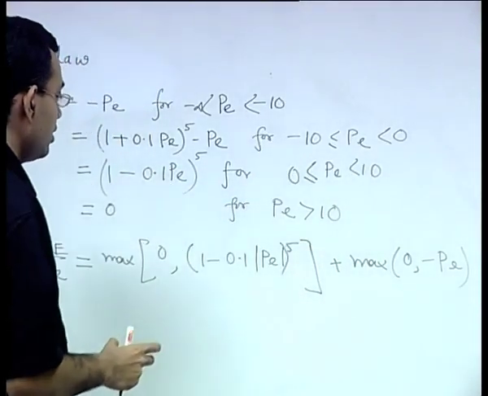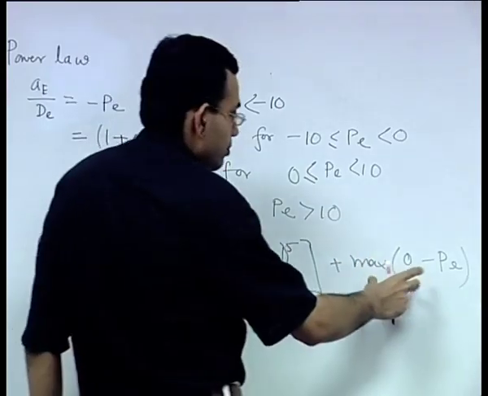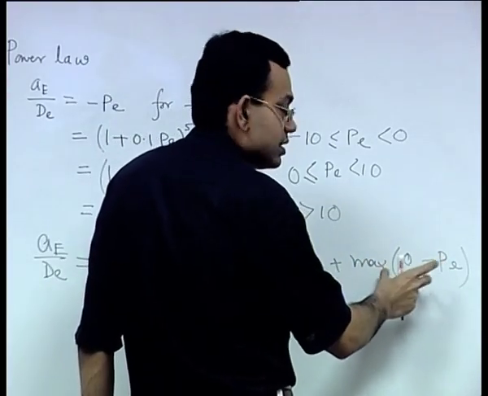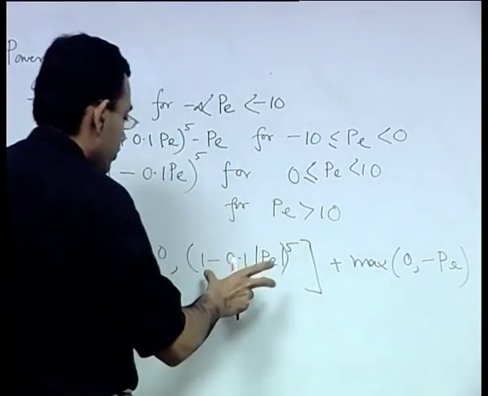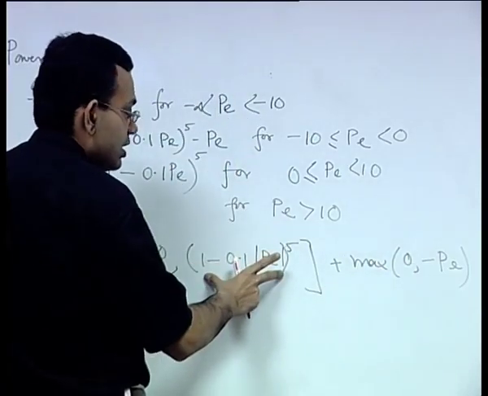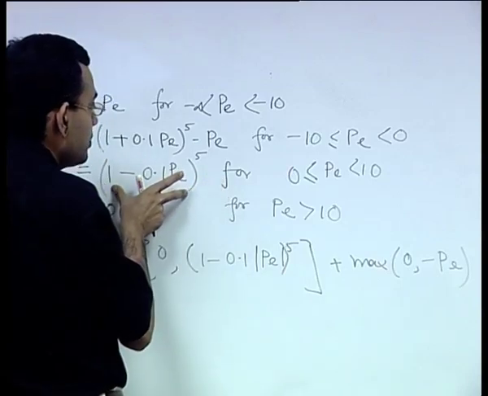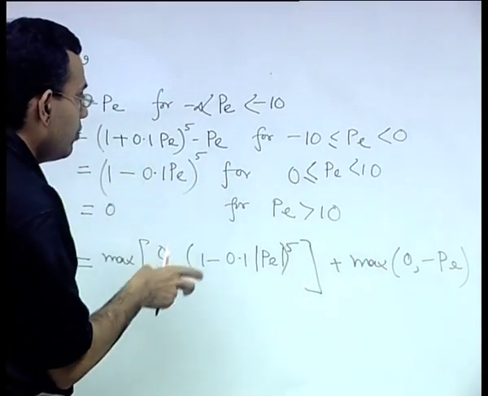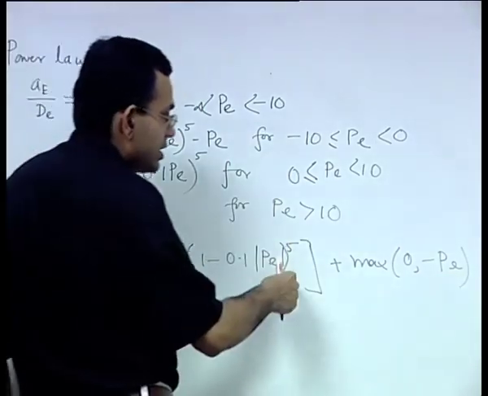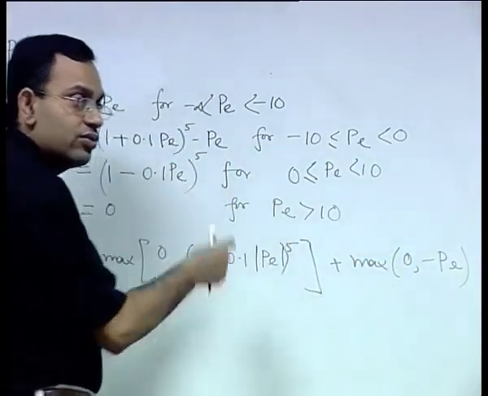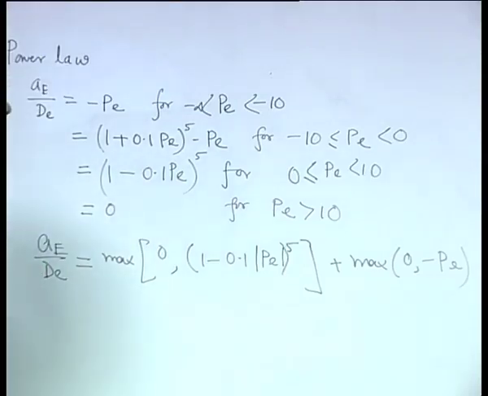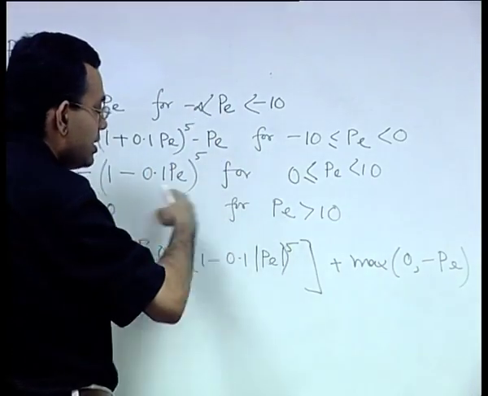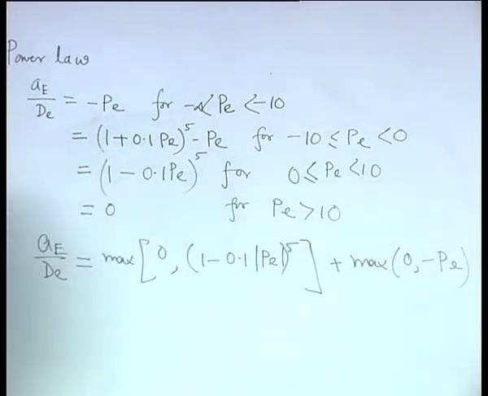Between 0 to 10, max of 0 and minus p is 0, and therefore max of these two is this one, 1 minus 0.1 p to the power 5. For Peclet number greater than 10, both of these have max 0, so the net result is 0. Therefore, all these ranges can be summed up by this single integrated formula.